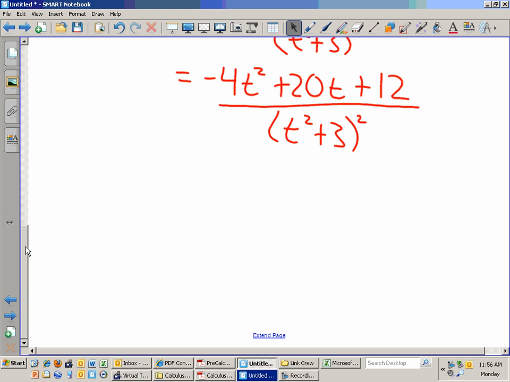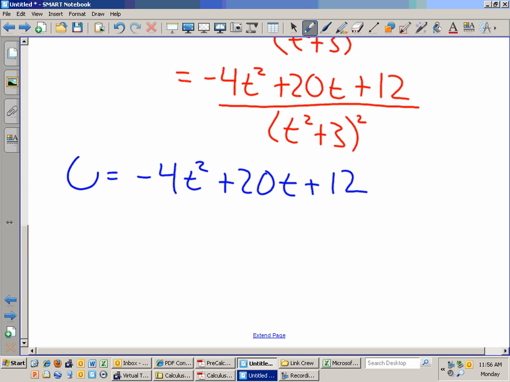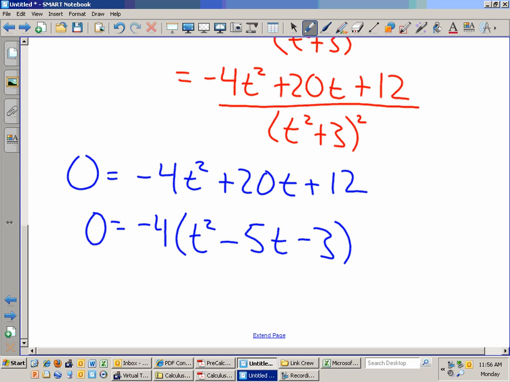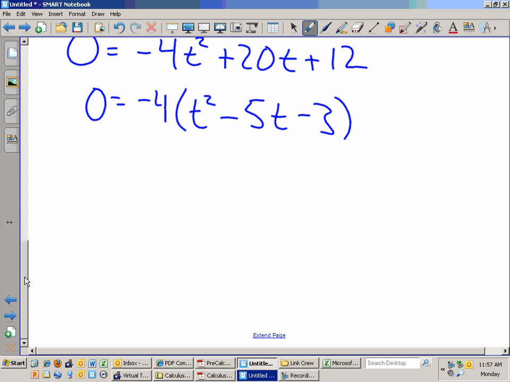So let's set the numerator equal to 0. Negative 4t squared plus 20t plus 12 equals 0. What do you want to factor out? A negative 4. So 0 equals negative 4 times t squared minus 5t minus 3. Okay, so I want to solve that piece right there.